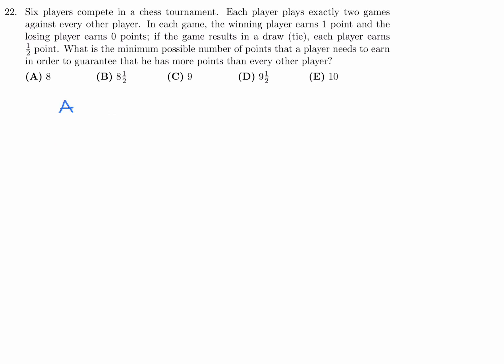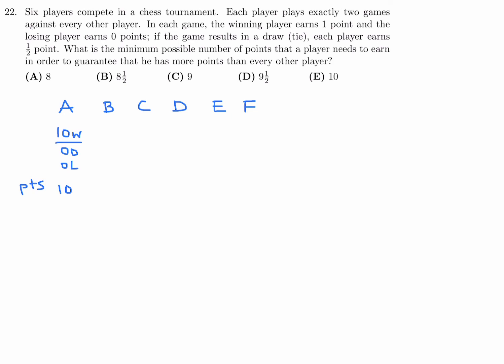So let's start off with A, B, C, D, E, and F, and let's try to make somebody have 10 points, and let's see if that guarantees that he will have more points than everybody else. If he has 10 points, that means he got those with 10 wins, 10 wins, 0 draws, 0 losses, right? So the number of points for player A is 10.